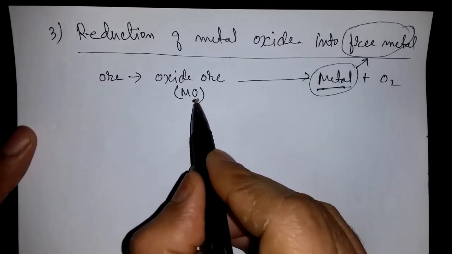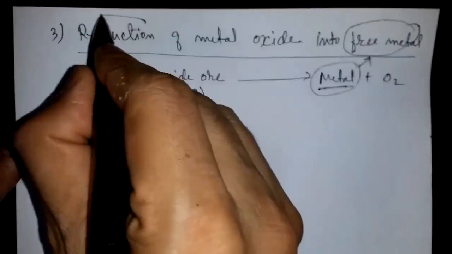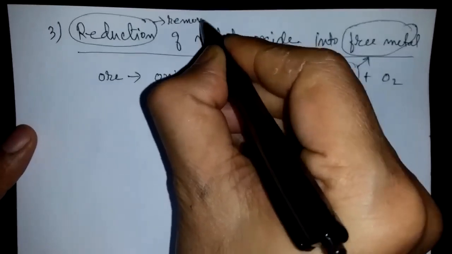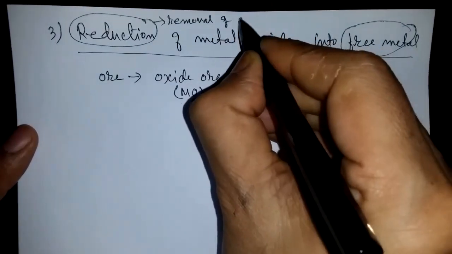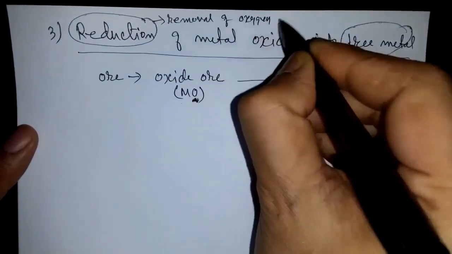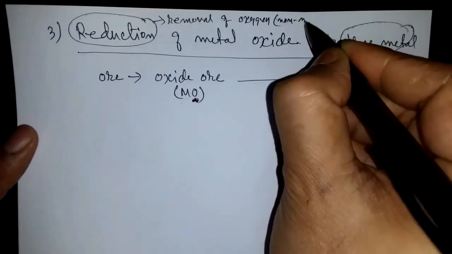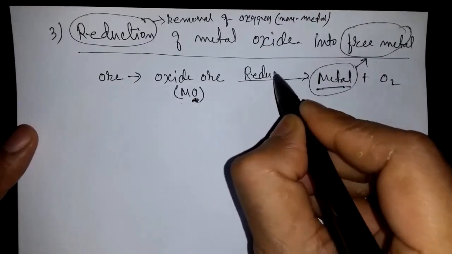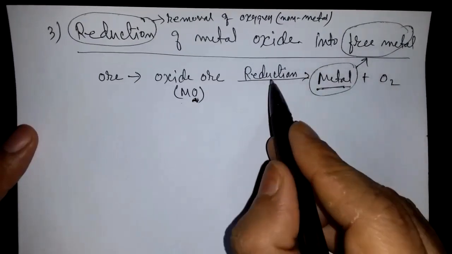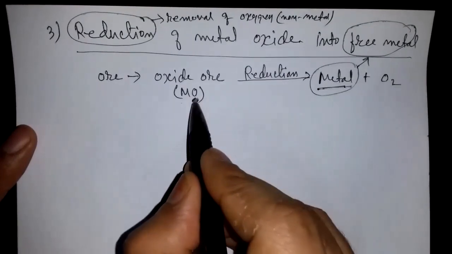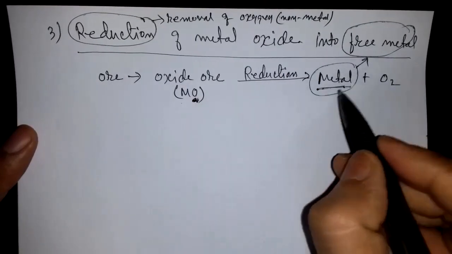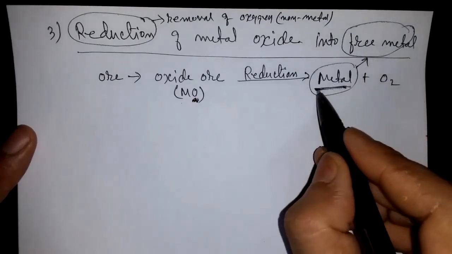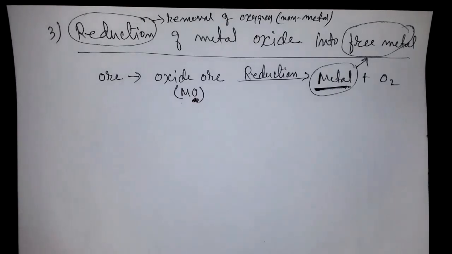So removal of oxygen or any non-metal is called reduction. So reduction means removal of oxygen or non-metal. So this is reduction. So in metallurgy, why do we do reduction? We do reduction to remove the non-metal, that is oxygen, so that we get free metal. Now the metal which we got may not be 100% pure.